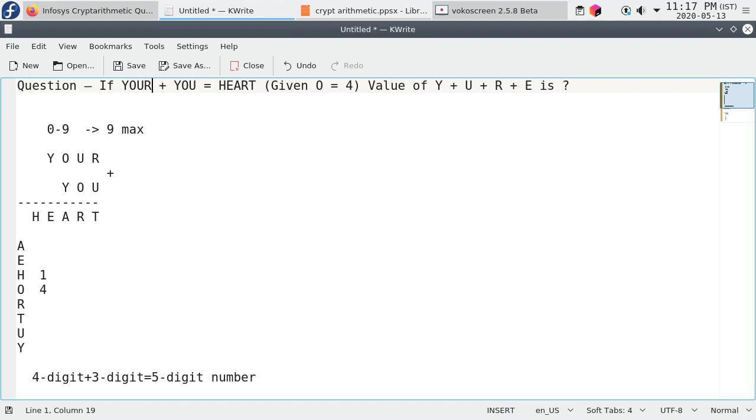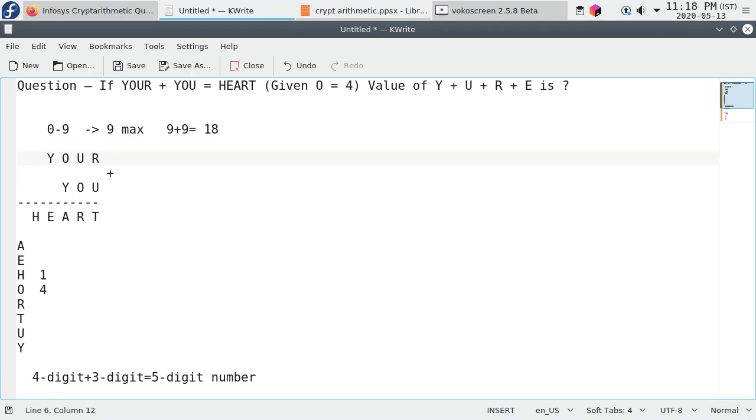The question is: if HERE plus YOU equals HEART, given O as 4, what is the value of Y plus U plus R plus E? The number should be between 0 and 9, so the maximum value is 9. If you add 9 plus 9 it equals 18, so the maximum you can get is 18 only, and the carry is going to be 1.